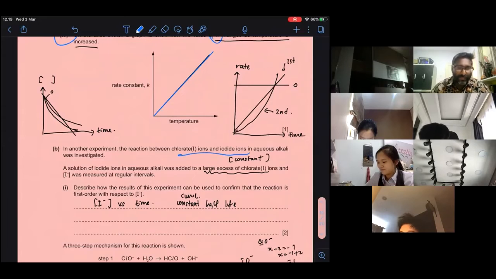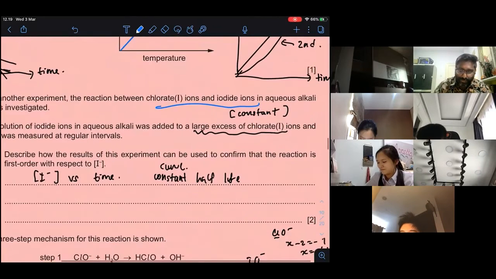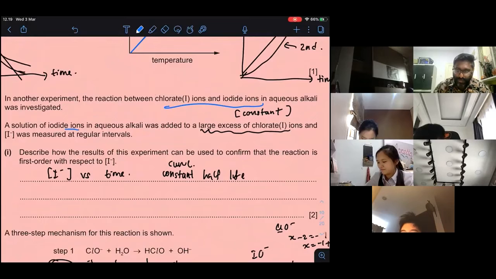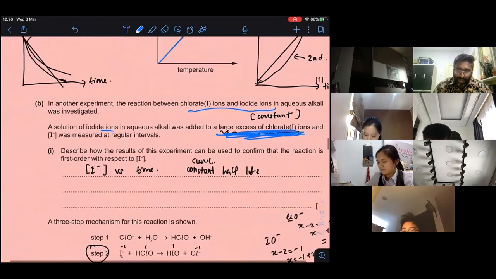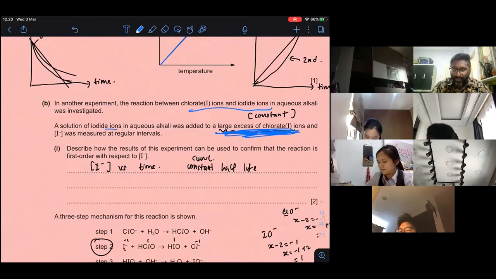ions. This one, please take notice. A solution of iodide ions in aqueous alkali was added to a large excess of chlorate(I) ions. Do remember last time I told you, when you want to investigate only one particular ion involved in the rate equation, we need to use another ion which is going to be in large excess because we want to make it become constant. So they are mentioning this one is constant then, and I minus was measured at regular intervals. So now we want to measure the concentration of iodide versus time at regular intervals.